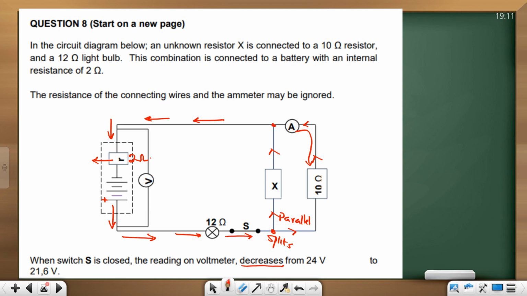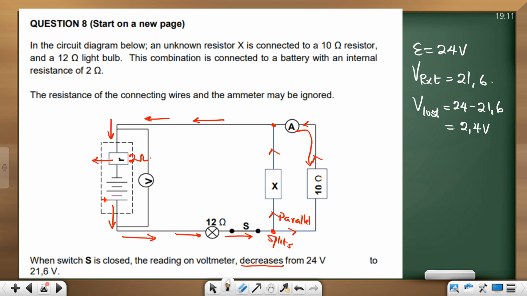The voltmeter, sorry, decreases from 24 to... they've simply told me 3 important things. They've given me EMF. What's my EMF? 24 volts. They've given me V external. What is it? 21,6. And they've given me V lost. 24 minus 21,6. What's your answer? 2,4 volts.